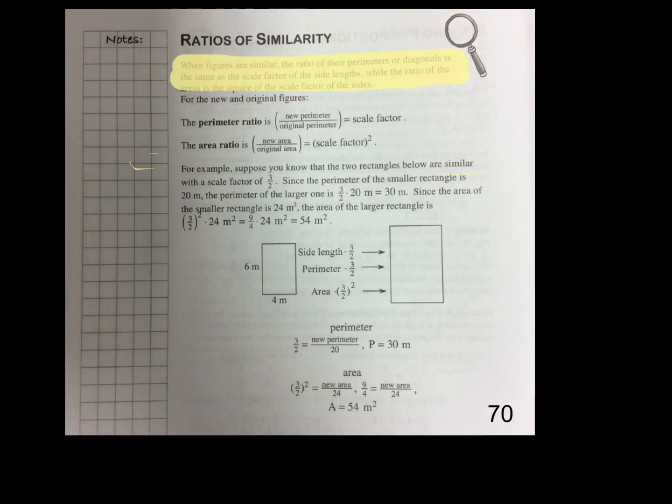rectangle, here's your key, so you can highlight this or you can circle it, is 3/2 squared times the original area of 24. So when you take 3/2 and you square it, you get 9/4 because 3 squared is 9 and 2 squared is 4. Then you multiply that by 24 to get the new area of 54.